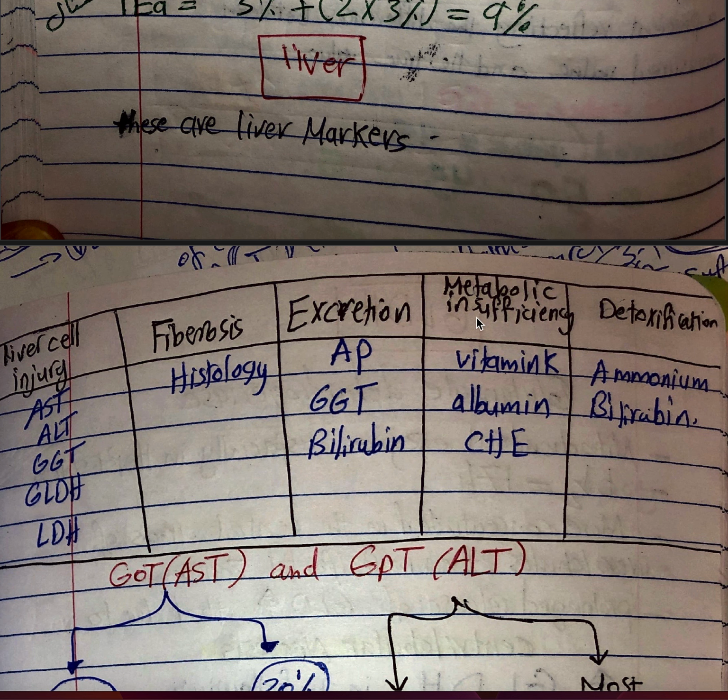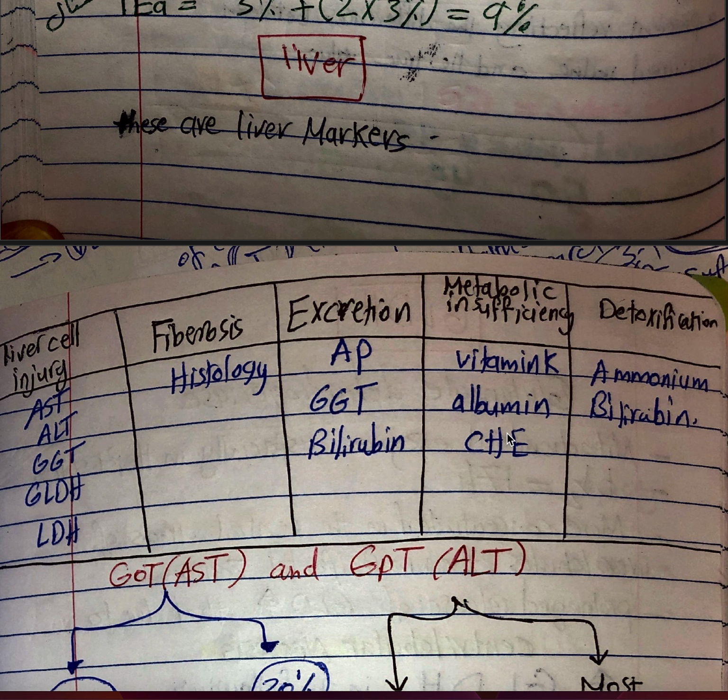And then about the metabolic insufficiency, there are multiple analytes that are affected: vitamin K, albumin, and cholinesterase. Why are they increasing or decreasing? Because that depends on the liver. The liver is what creates the vitamin K, so when there is a liver injury, that decreases the vitamin K, decreases the albumin, and also decreases the cholinesterase enzyme.